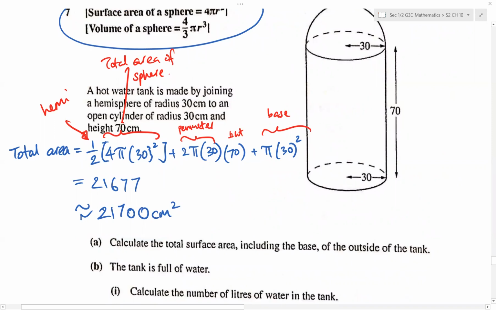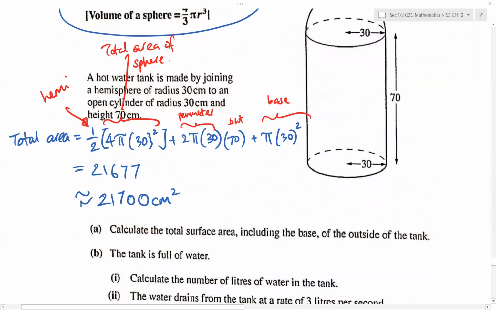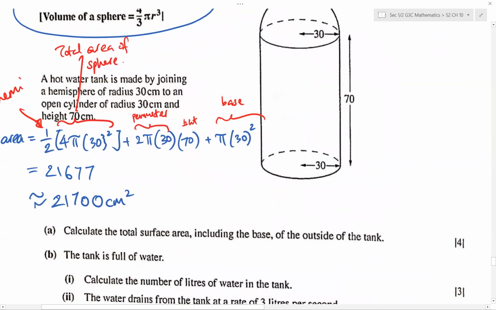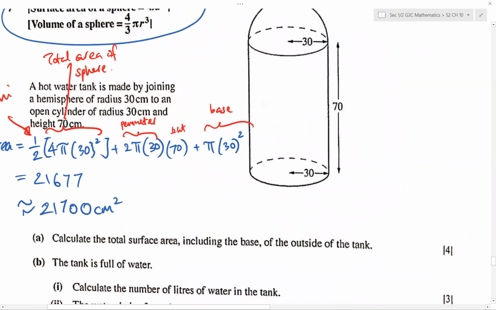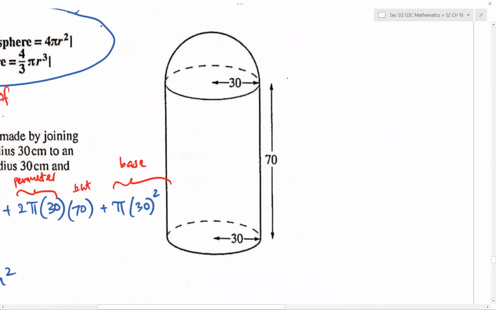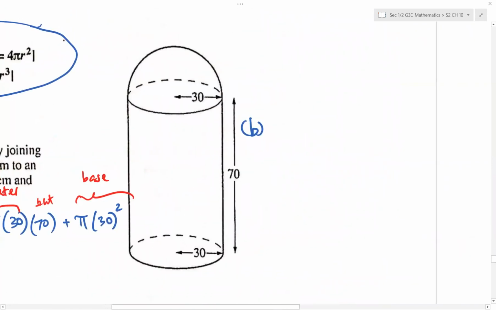Okay, next, Xintian, the tank is full of water. Calculate the number of liters of water in the tank. So part B now. Let's do it at the side. Part B, volume. Okay, so what do you do?